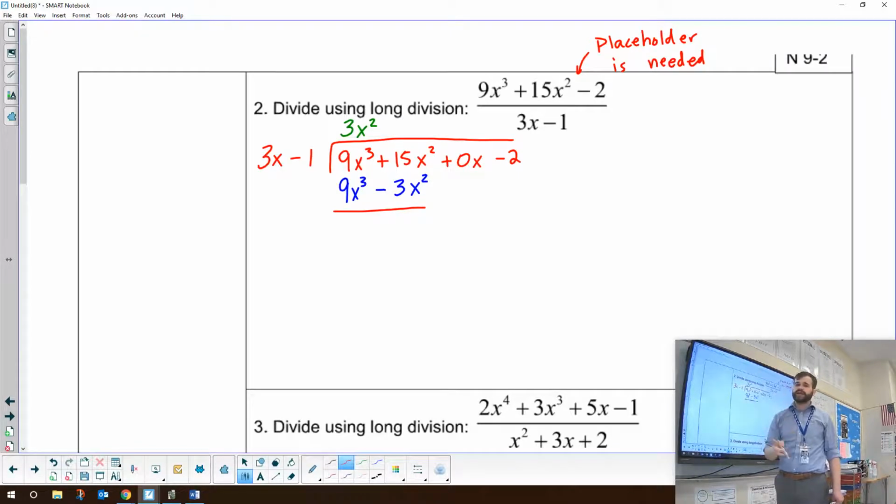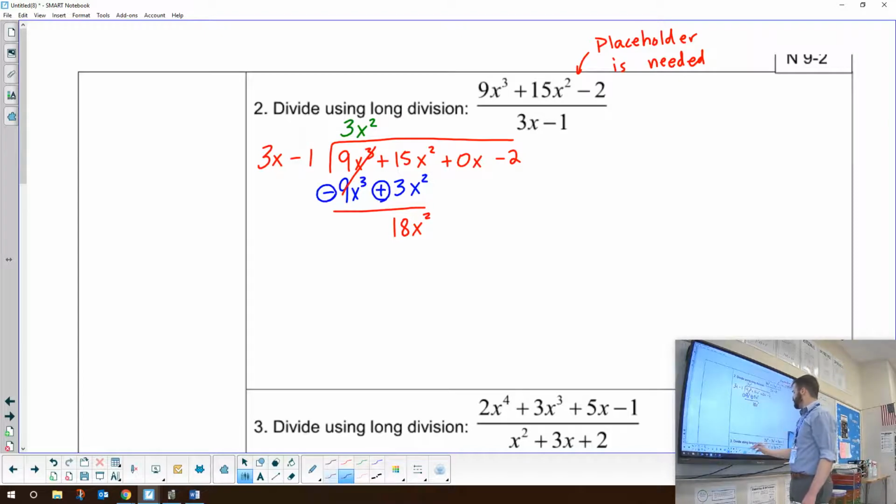And so whenever we subtract, we switch the signs of each one that we are subtracting. So I'm going to switch this to a minus 9x cubed, and I'm going to switch this to a plus 3x squared. And I'm going to circle them to remind myself that I already switched them. Now, 9x cubed minus 9x cubed is, of course, nothing. It cancels. 15x squared plus 3x squared is 18x squared.